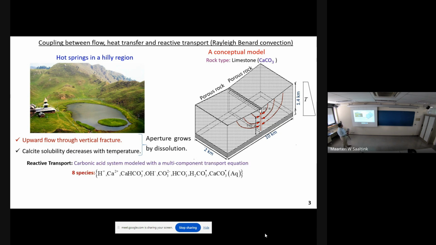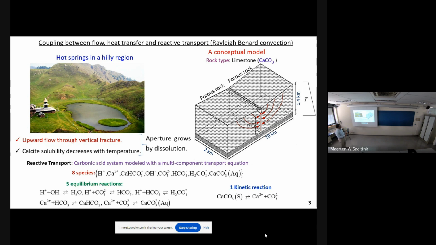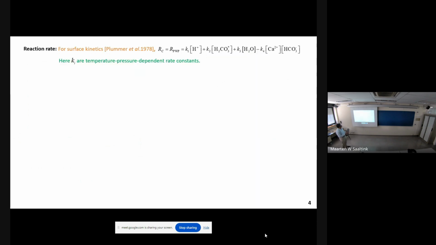To do the modeling of dissolution precipitation kinetics and, at the end, the fracture aperture growth, we need to do reactive transport modeling. There are different ways of doing it. What we did, we considered 8 species originally dissolved, and only one in the solid, that is calcite. There are 5 equilibrium reactions and 1 kinetic reaction. If we use the component-based model, then we can reduce the number of transport equations to 3 because there are 5 equilibrium equations.